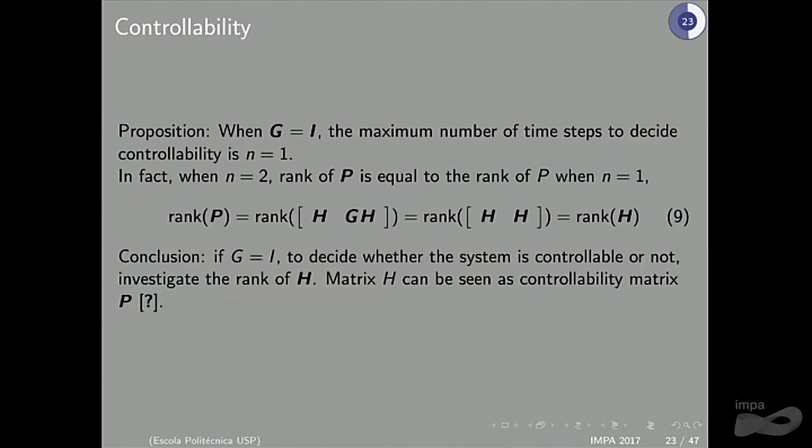And so, if G is the identity matrix, the controllability matrix in this example gets only this, and the rank of the controllability matrix is exactly the rank of H. And H is easy to be computed.